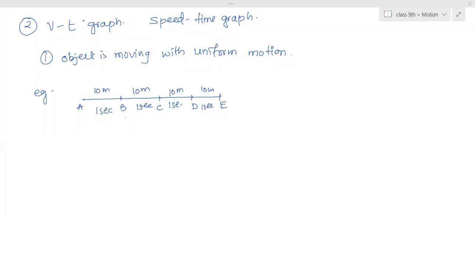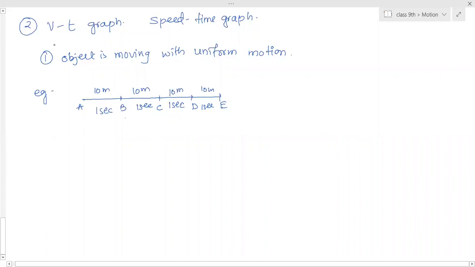We have to start with the VT graph, that is the speed-time graph. First condition we have to check is that the object is moving with uniform motion. We have already seen the example, where the object moves from A to B 10 meters in 1 second, next 10 meters in the next 1 second, and in each next 1 second the distance covered is the same. This is a uniform motion example. Is it clear? Yes, ma'am.